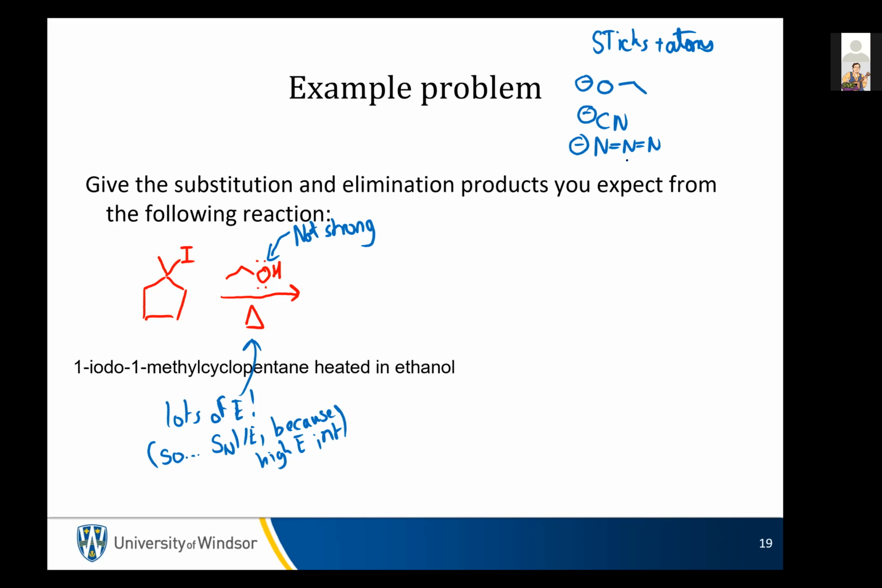So we had some azide. These are all sticks. They're very straight. They have small A values. So if you're trying to navigate into that antibonding orbital and bypass all the steric bulk of stuff that's blocking you from getting to that antibonding orbital, you want to look like a stick. Or you want to be an atom.